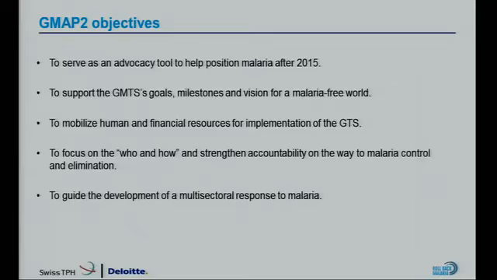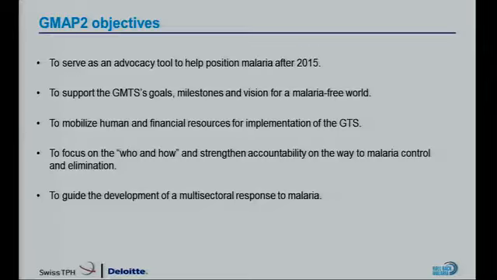So there were several objectives that partners kept in mind when developing the GMAP 2. First, that it would serve as an advocacy tool to help position malaria after 2015, so for the SDGs in particular, but also to support the global technical strategy on malaria and its goals, milestone, and vision for a malaria-free world, to mobilize human and financial resources for an effective implementation of this strategy, to focus on the who and how, and to strengthen accountability on the way to malaria control and elimination.